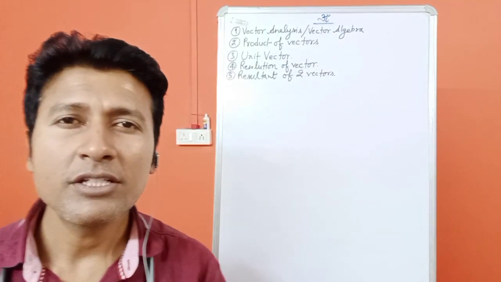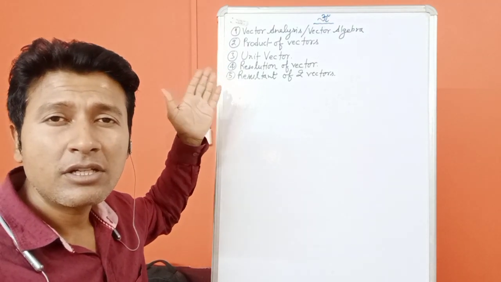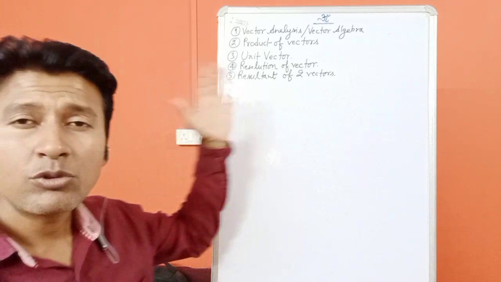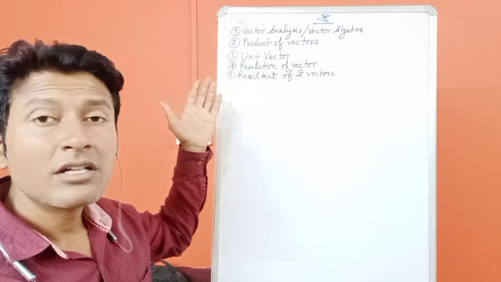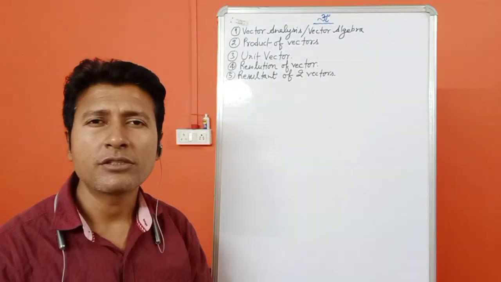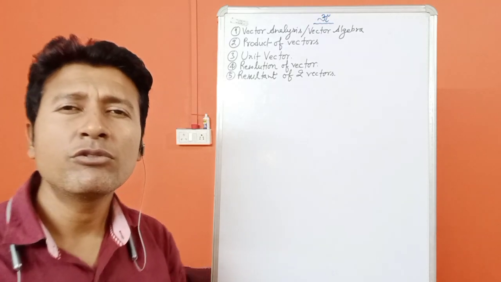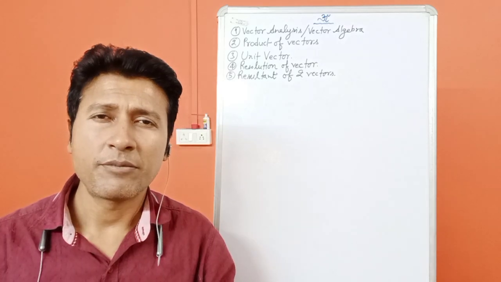Now today we are here to discuss vector analysis, that is basically vector algebra, then products of vectors, unit vector, then resolution of vector, and then the resultant of two vectors. Now first of all, before we start, let's discuss what is a vector.